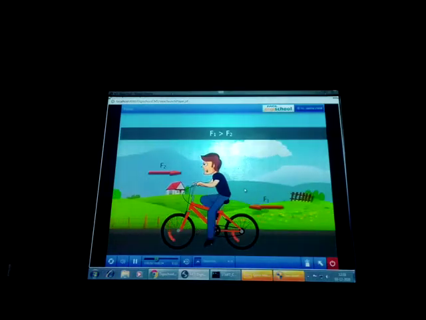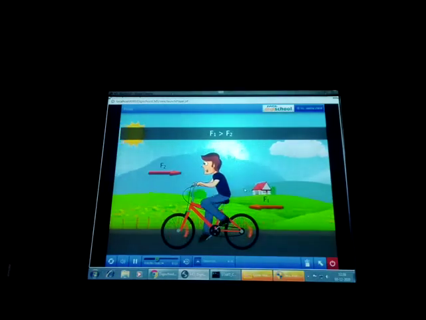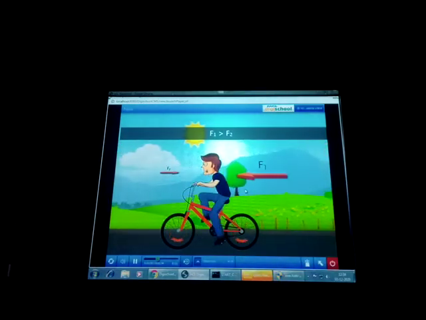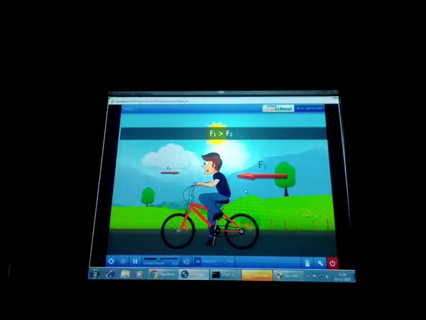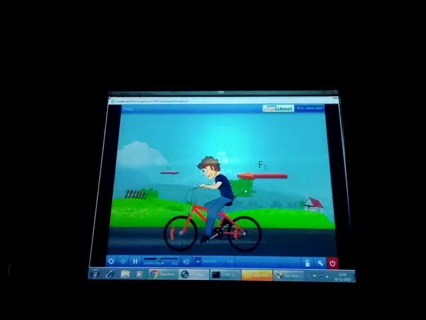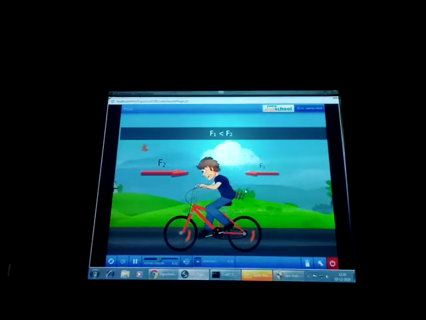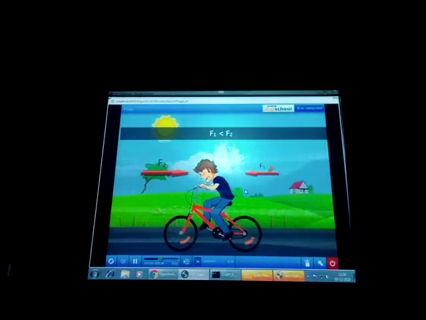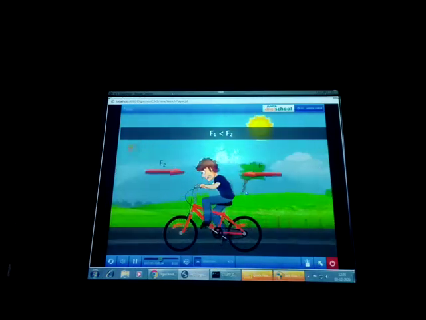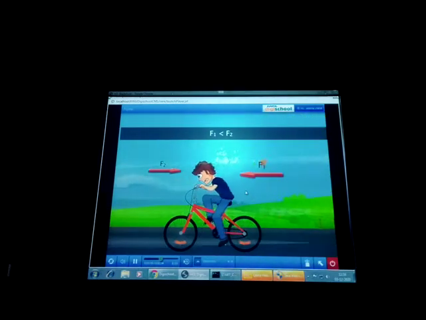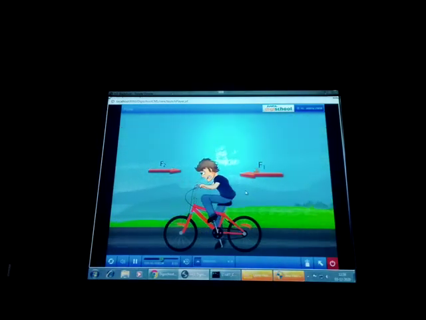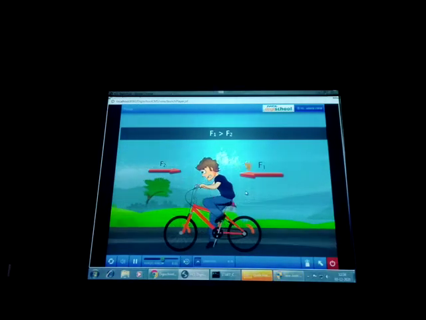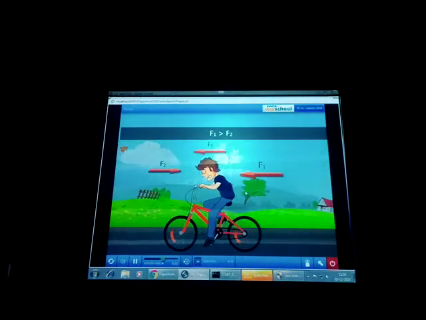When riding a bike on a sunny day, the force of the wind is much less than that exerted by you. However, when riding a bike on a windy day, you will be able to move the bike forward only if you can overcome the force of the wind. The moment you overcome the force of the wind, the resultant force will be in the same direction as you are going.